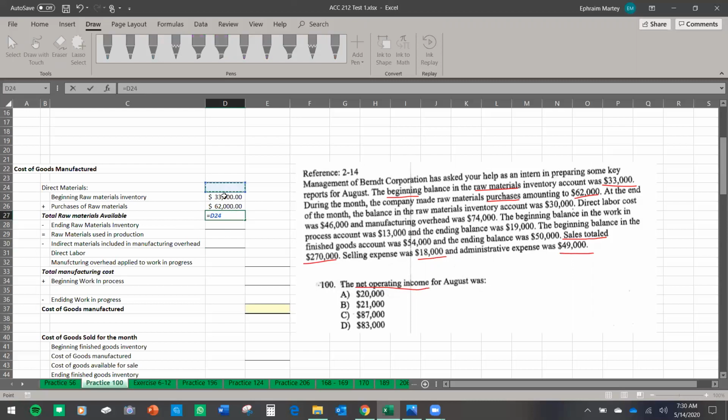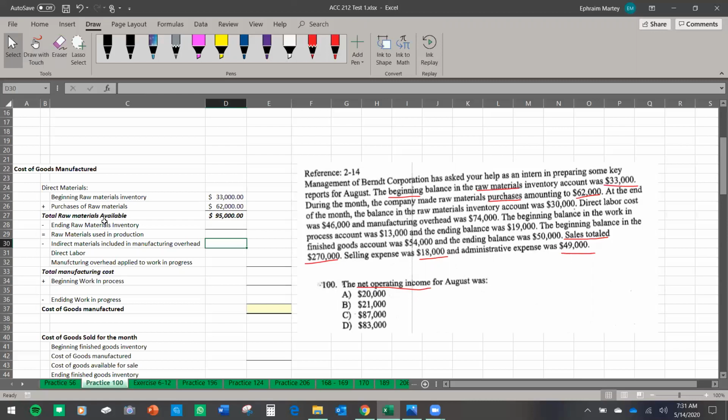We add those two together to give us 95,000. Those are raw materials available. So we already had 33,000 and we purchased 62,000 more, so now we had 95,000 of raw materials to use. The next step is to subtract the ending raw materials. So what is our ending raw materials?